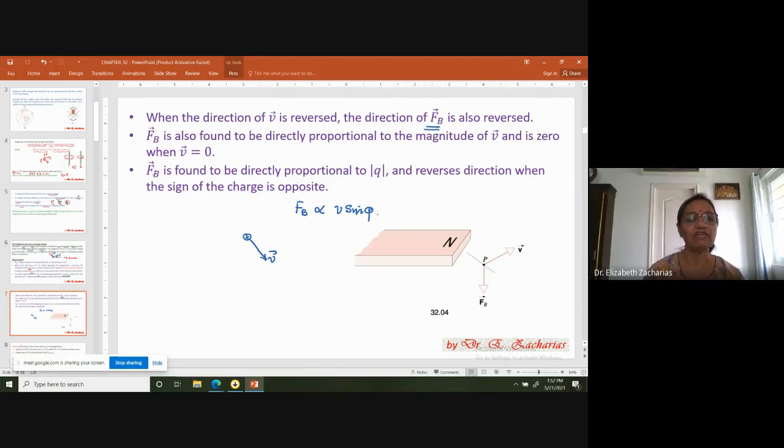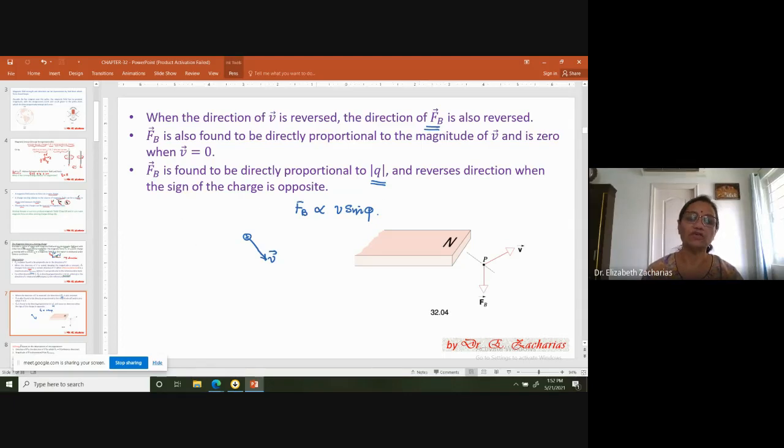And finally, you're finding that FB is directly proportional to the magnitude of the charge. If you do this experiment with a proton, you get a certain force. If you do it with an alpha particle, the force is going to be different because the charge is different. So that means it's proportional to the magnitude of the charge. Similarly, it's found that the FB direction is also related to the charge sign. If you do the experiment with an electron, FB has some direction. If you do the same experiment with a proton, the FB direction is reversed.